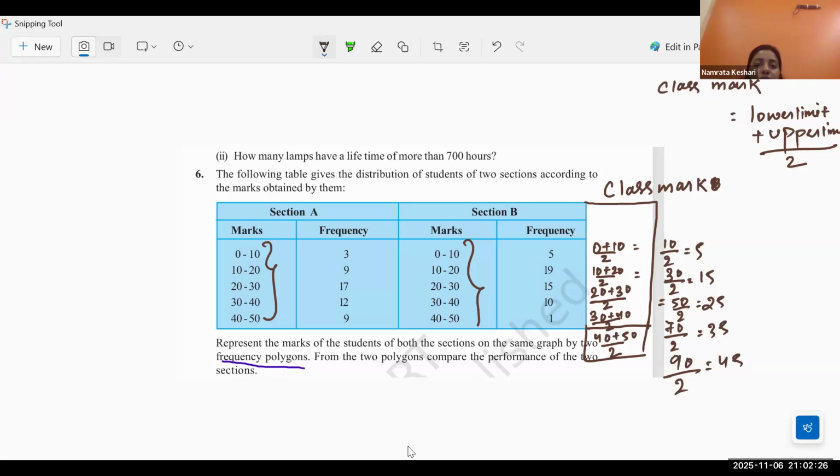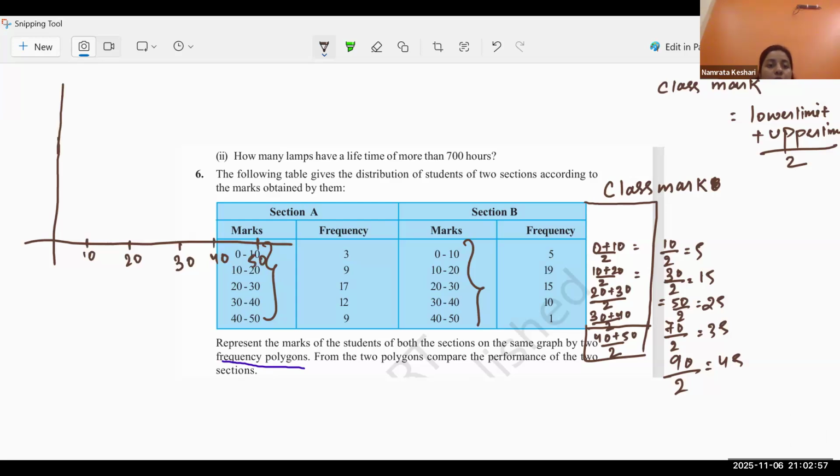Let's see how to draw a frequency polygon without the help of a histogram. So first of all, we will be taking the data. Along the x-axis we take the class intervals. Our class intervals start from 0 to 10, 10 to 20, 20 to 30, 30 to 40, and 40 to 50. And the frequencies are so many different numbers.